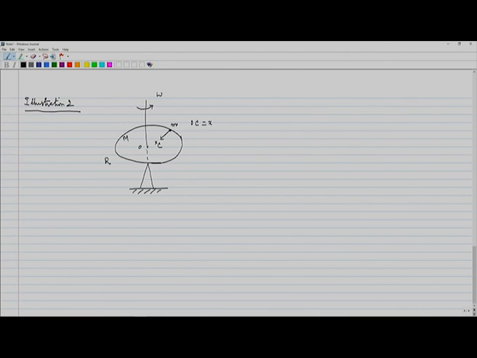As it moves along, there is a point it has to cross. So we want you to calculate omega when the little mass reaches C.